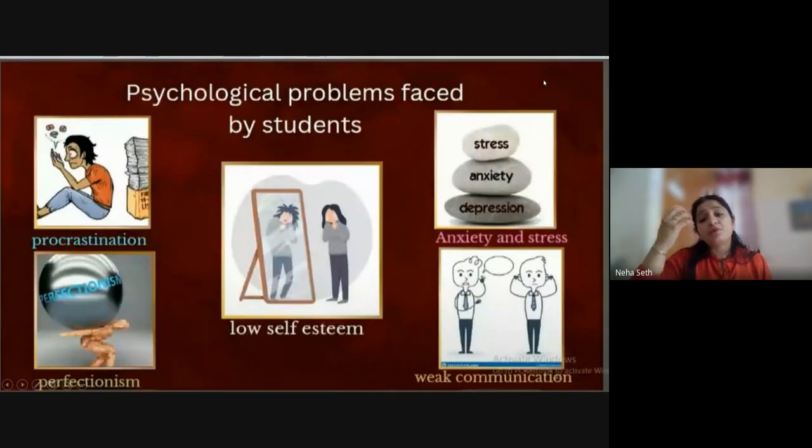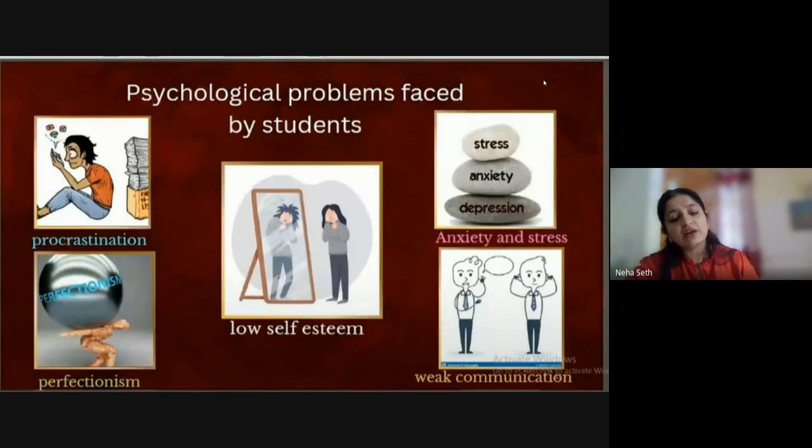Then there are certain problems that are generally faced by the students when they are feeling some problem mentally. There are certain psychological problems that develop in students. And we as teachers not just need to understand, but we need to help our students to solve these problems as well. Let us take these problems one by one.